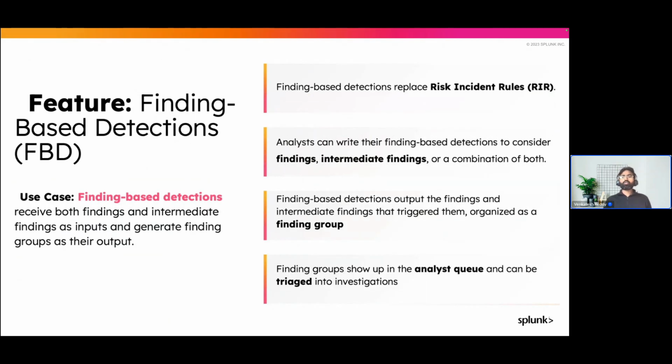Or you could have a combination and put a risk score limit. If my risk score is 100, trigger this alert, and this could contain the findings and intermediate findings, or a combination of both.